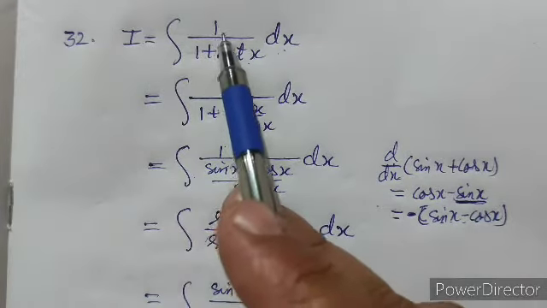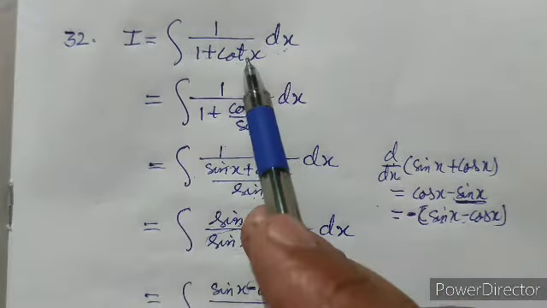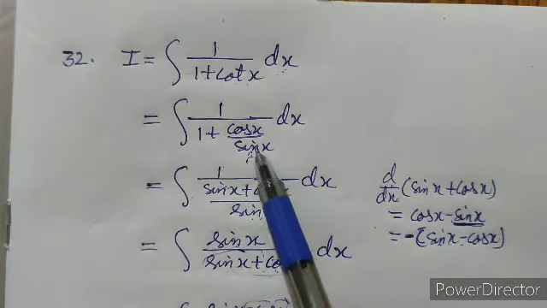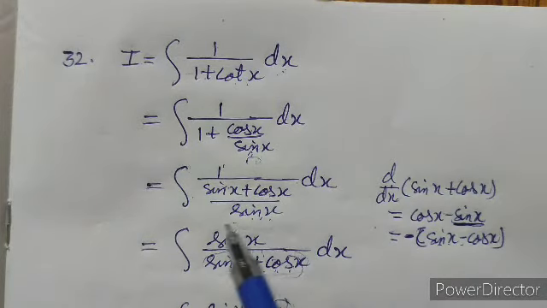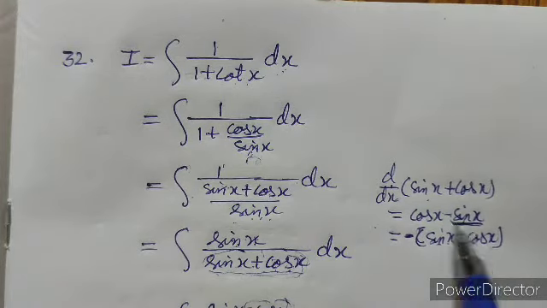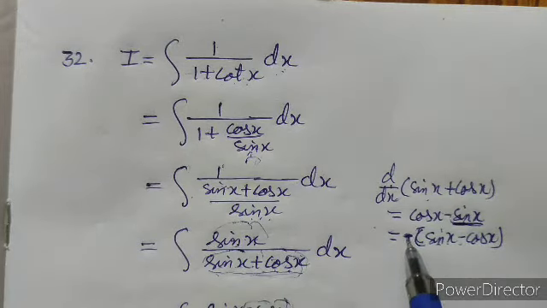Now come to question number 32. Here we have to find the integral of 1 upon 1 plus cot x dx. Now I have taken it as I. Cot x can be written as cos x upon sin x, and on taking LCM we can write the integral as 1 upon sin x plus cos x upon sin x, which can be written as sin x upon sin x plus cos x. Now here denominator is sin x plus cos x, and d by dx of sin x plus cos x is cos x minus sin x. Here if you see the numerator sin x is positive, so it can be written as minus sin x minus cos x, on taking minus 1 as common.